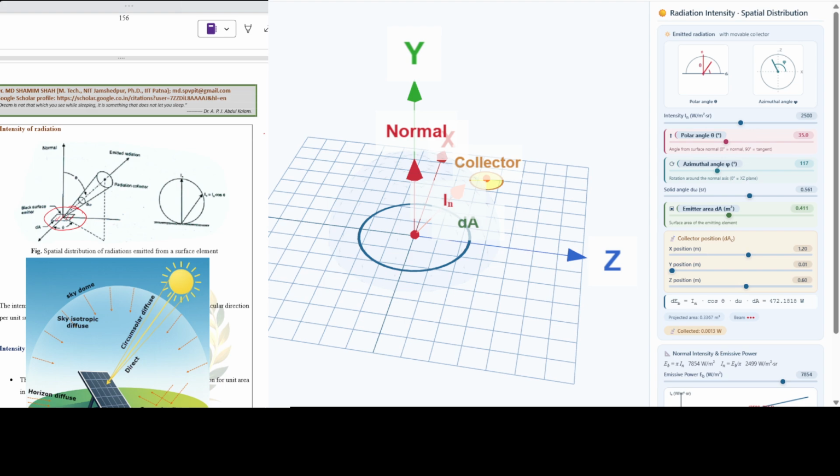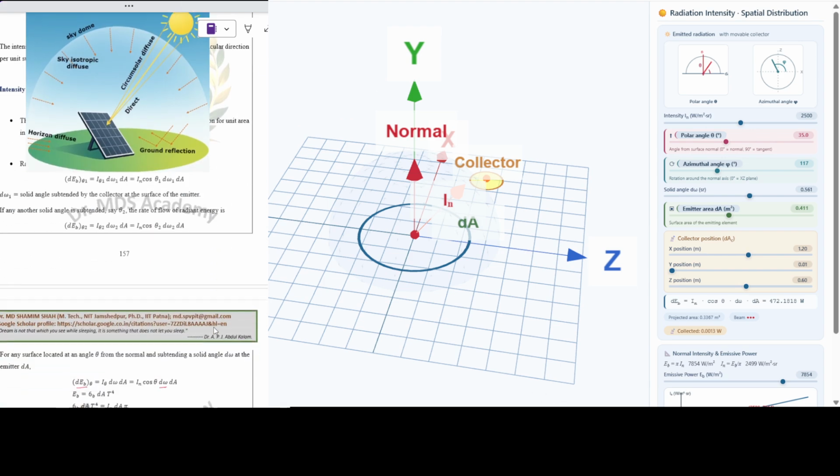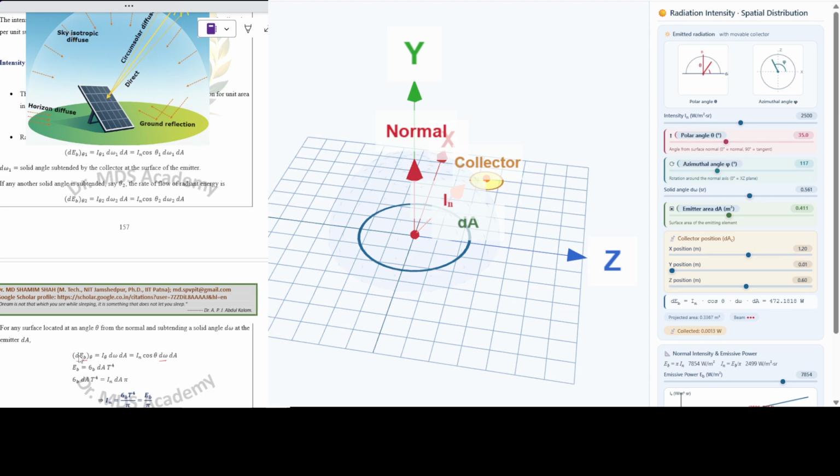The lesser the area dA, the lesser the dB. So the lesser the dB, the lesser the emissive power. So emissive power is directly proportional to the emitting area. The more the emitting area, the more the emissive power emitted by the emitter.